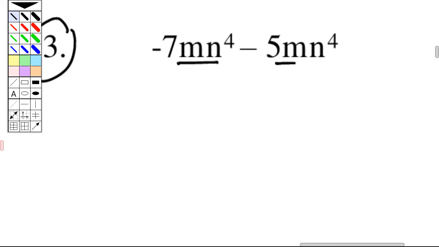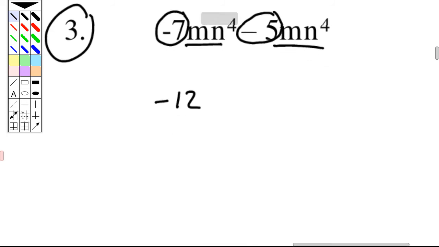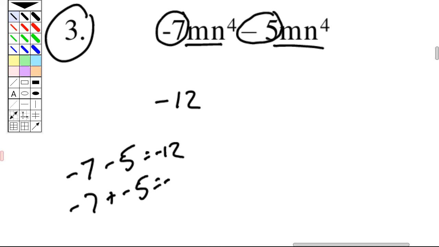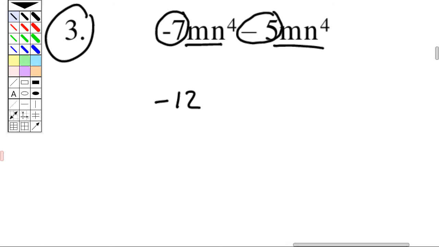So are these like terms? mn to the fourth, mn to the fourth, yes. So add the coefficients. What's negative 7 plus a negative 5? Well, that makes negative 12. How would you type that in your calculator if you didn't know that? Negative 7 minus 5 equals negative 12. Or another way to do it, negative 7, because you're adding the coefficients, plus a negative 5 equals negative 12. If you're adding a negative, it's just like subtracting. So that's why I just say it's negative 7 minus 5. So I've got negative 12 mn to the fourth.